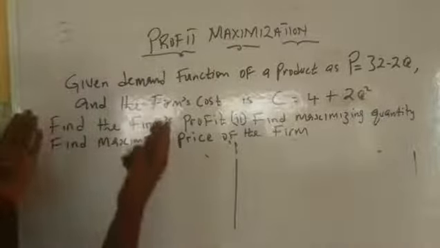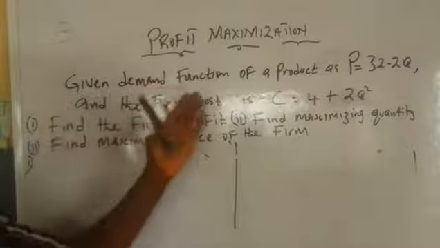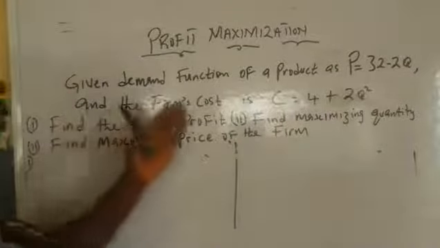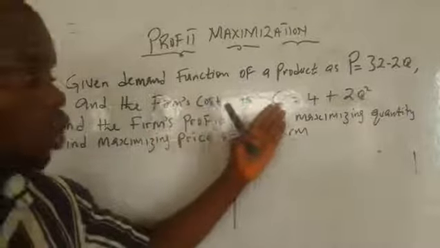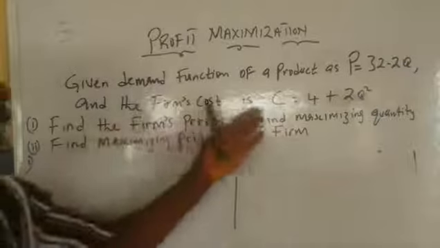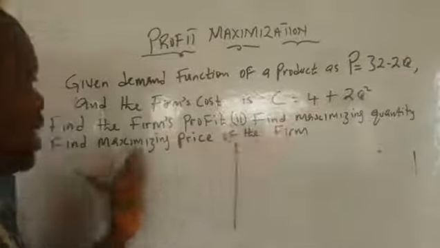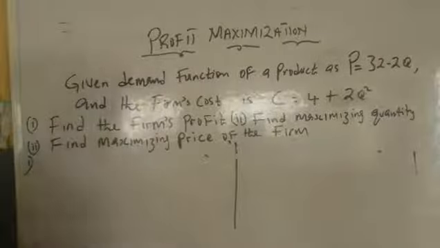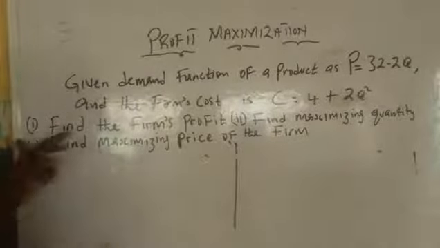Now, if you look at the question we have on the board here, given the demand function of the product as P equals 32 minus 2Q, and the firm's cost function, C equals 4 plus 2Q squared. Then we are asked to find the firm's profit, the maximizing quantity, and the maximizing price of the firm. So let's start from the first one: find the firm's profit.